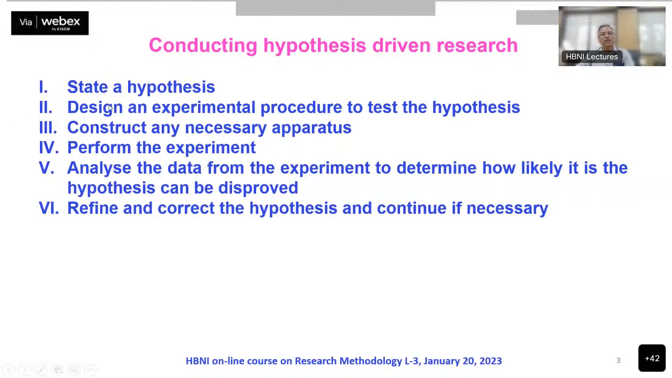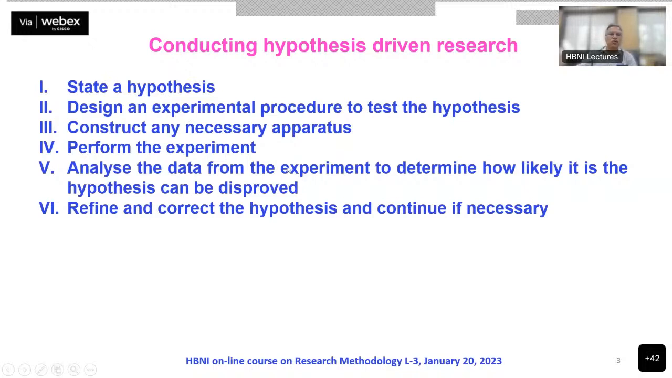Then you design an experiment procedure to test the hypothesis. And then you have to construct: you may need to make an apparatus or an instrument, or you may have to do some survey in the population, or some plantation, some agricultural research. So you will be using different types of research design methods. That is the meaning of construct and necessary apparatus. And then you perform the experiment to test the hypothesis.